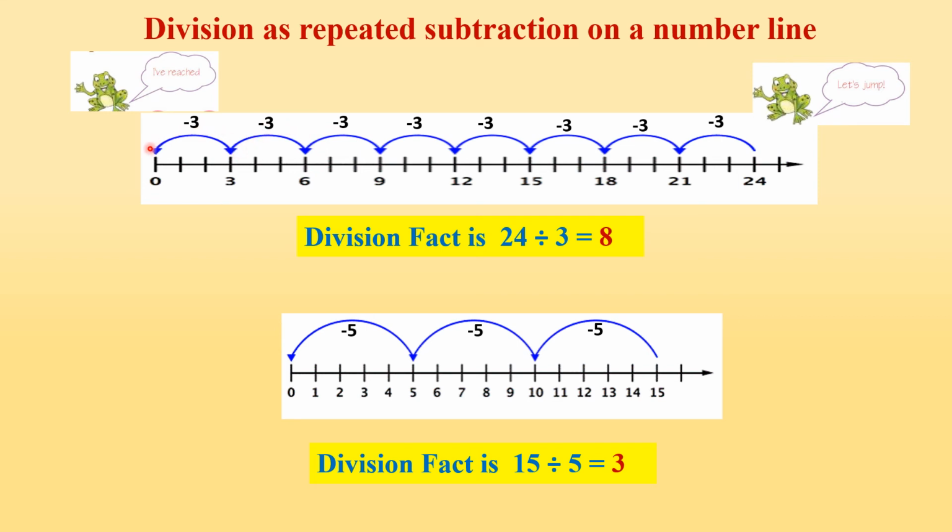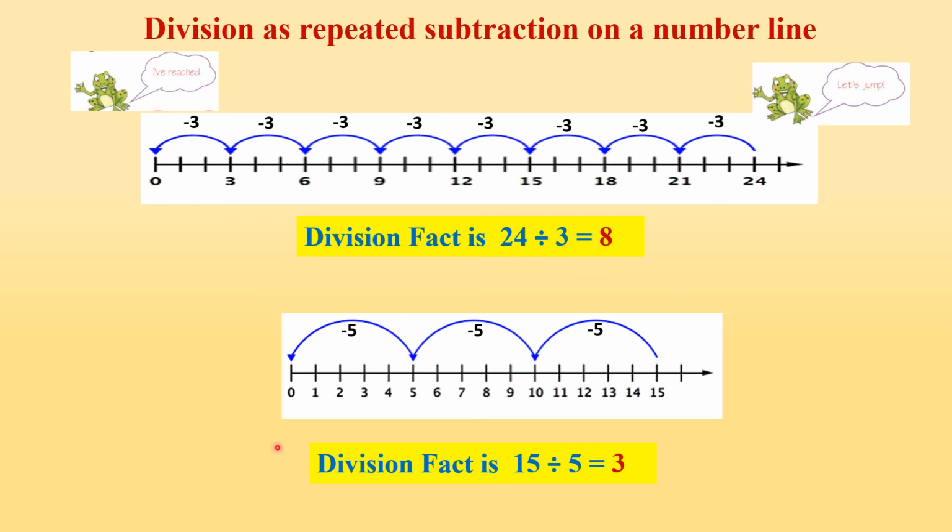The froggy has reached 0. So how many jumps did it make to reach 0? 1, 2, 3, 4, 5, 6, 7, 8. So the answer of this division is 8. 24 divided by 3 equals 8.